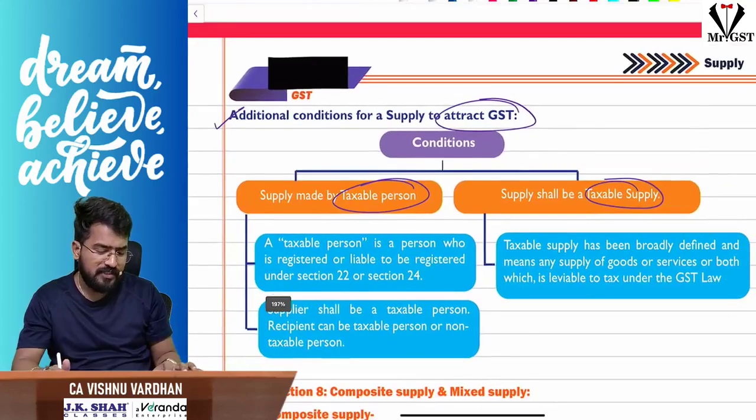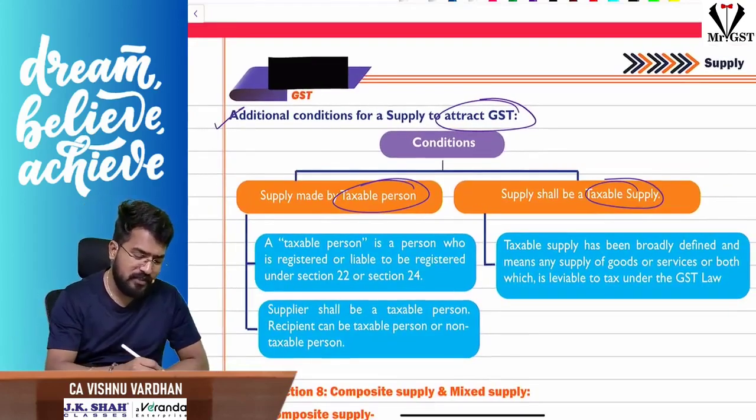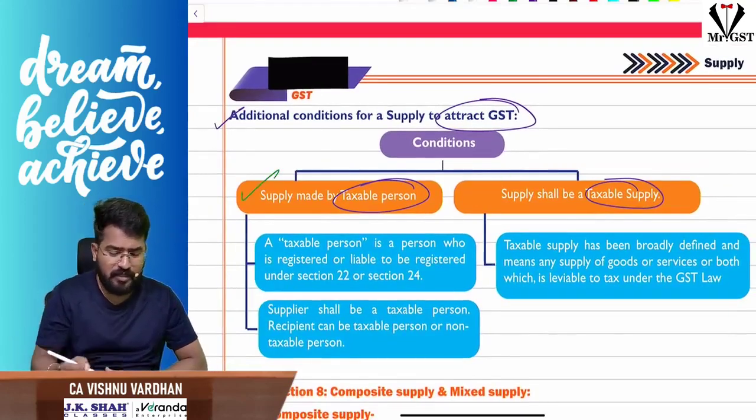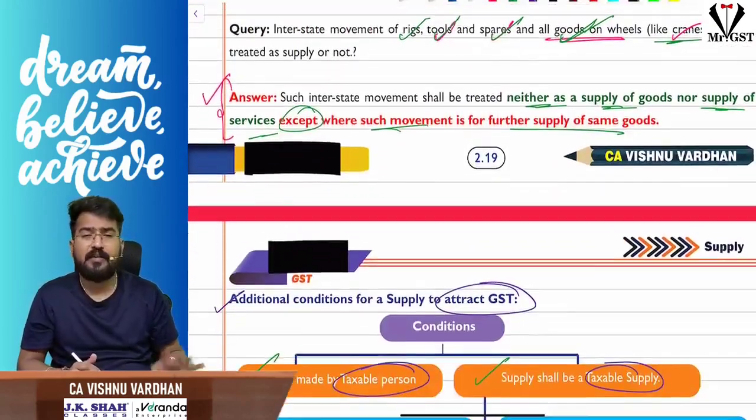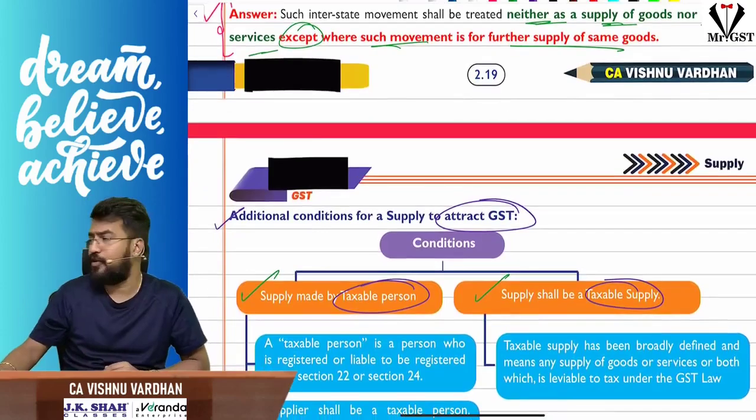So the additional conditions to attract GST, obviously, are that the supply shall be made by a taxable person and the supply shall be a taxable supply, the normal things. So with this we are done with this particular concept. Hope it is clear for you all.